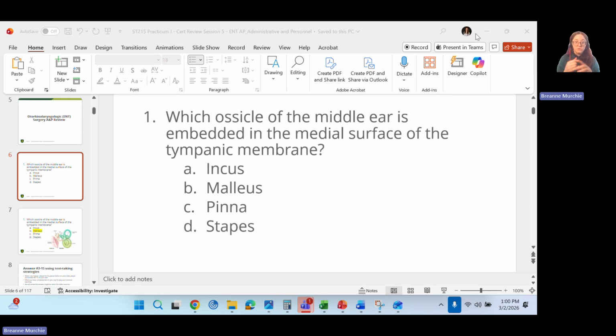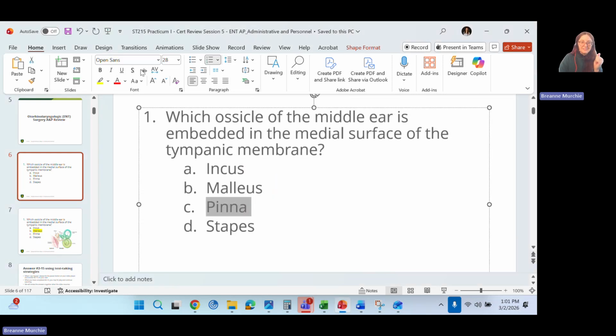get into our 50-50. So the possible answers, we've got A is incus, B is malleus, C is pinna, and D is stapes. Obviously, we talked about how there are 3 ossicles, 3 bones in the middle ear, and there's 4 responses. So we've got to figure out which one is not like the others. So we talked about MIS, malleus, incus, stapes. Pinna is going to be my first elimination because it is not one of the ossicles of the middle ear.